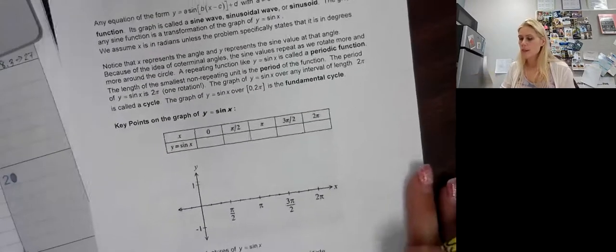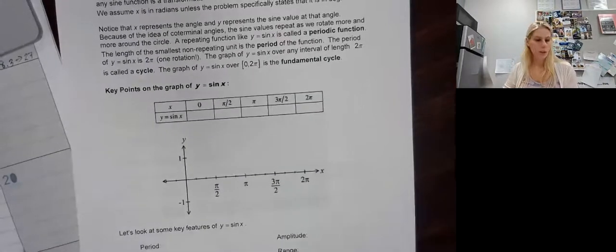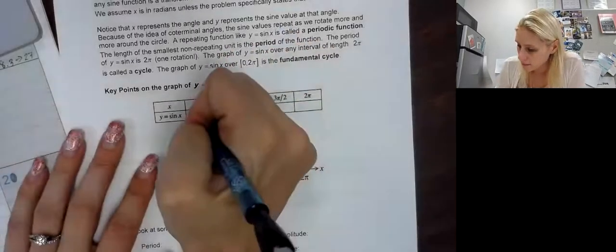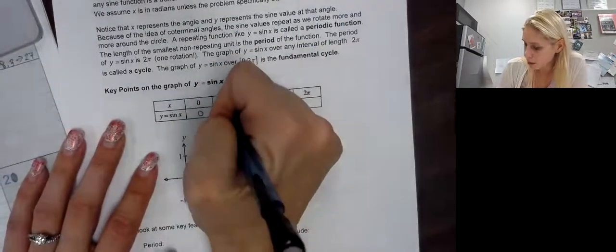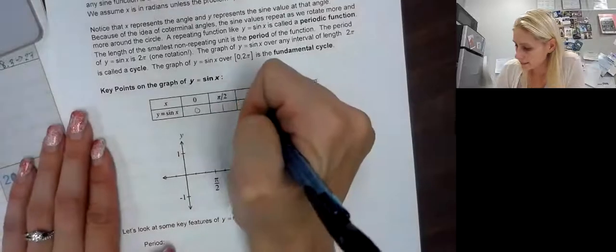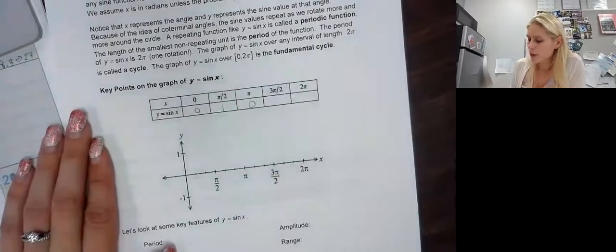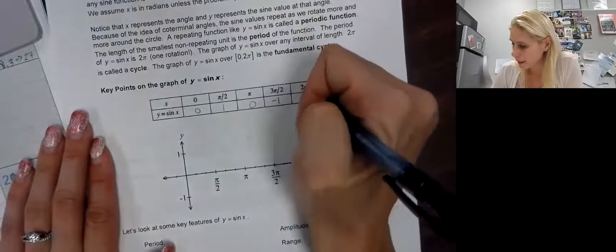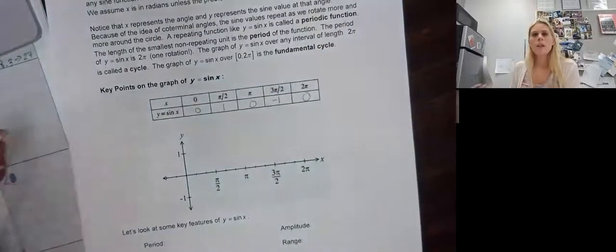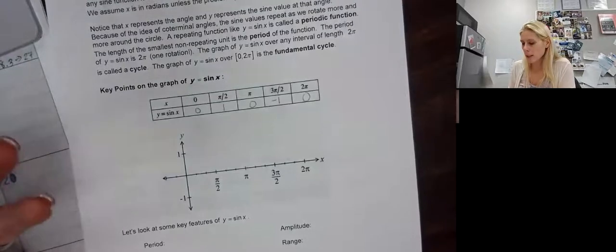Now that can stretch to where it repeats. Okay, so let's think about our unit circle here. Sine of x. So at 0, sine is 0. At pi over 2, sine is 1. At pi, sine is 0. At 3 pi over 2, sine is -1. And 2 pi is back at 0. Okay, so now we're going to plot these points and see what happens.